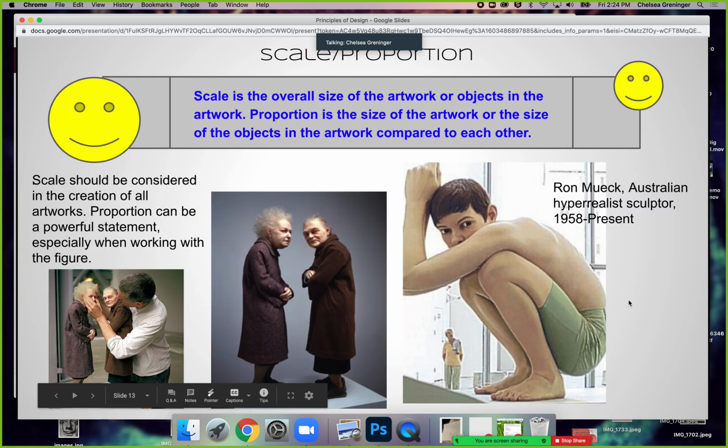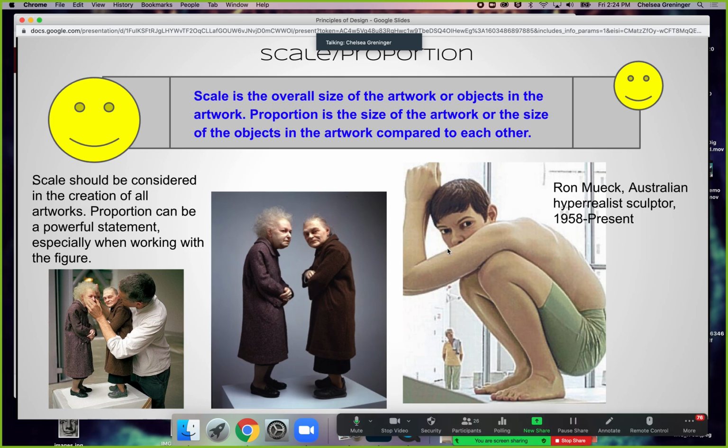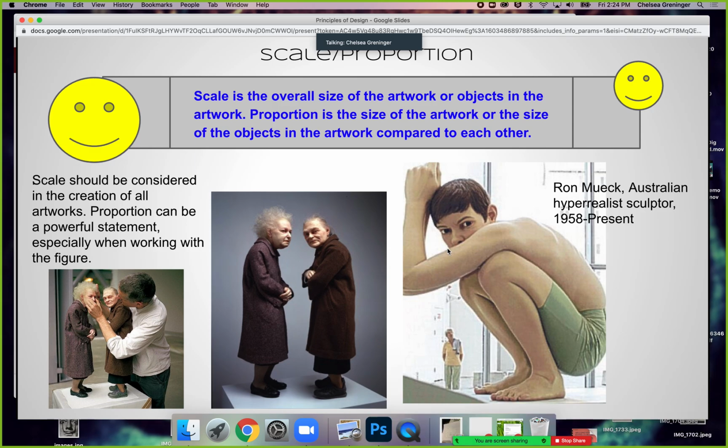Okay, this is the last one, scale and proportion. Scale is the overall size of the artwork or objects in the artwork, and proportion is the size of the artwork or the size of the objects in the artwork compared to each other. So this one's a little bit confusing, but this is how I can break it down for you. If you're trying to realistically draw or sculpt a human figure and their face, if the eyes are the right size in relation to the nose and the mouth and the ears and the rest of the body, then that figure is in proportion.